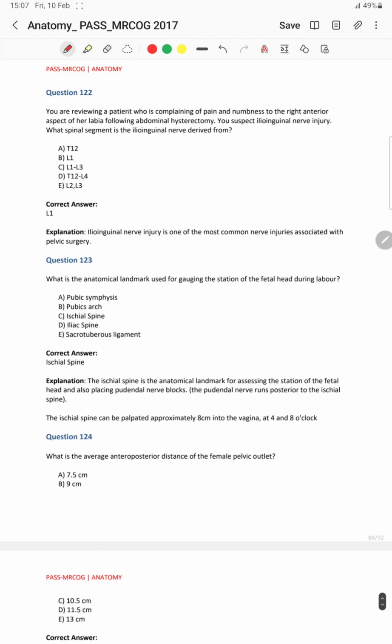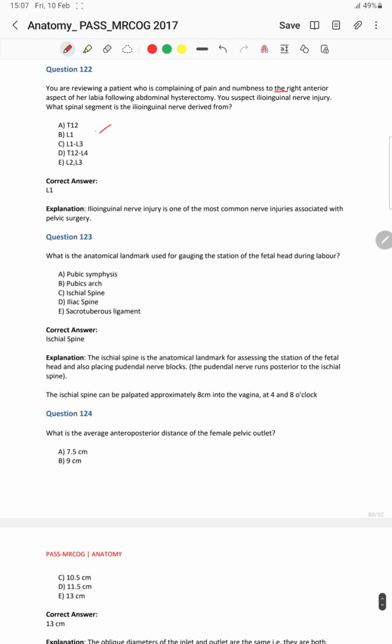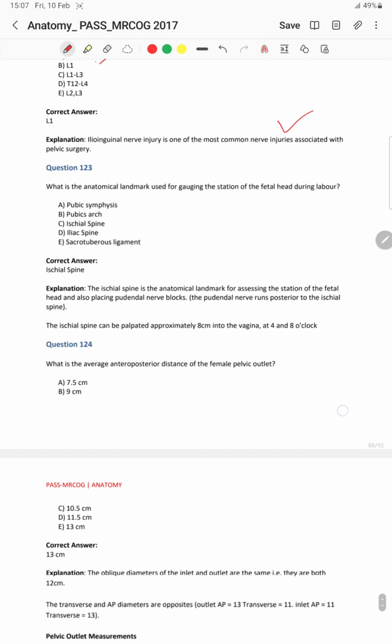Question 122. You are reviewing a patient who is complaining of pain and numbness of the right anterior aspect of the labia following abdominal hysterectomy. You suspect ilioinguinal nerve injury. What spinal nerve? We know that the answer is L1. Ilioinguinal nerve injury is one of the most common injuries associated with pelvic surgery.